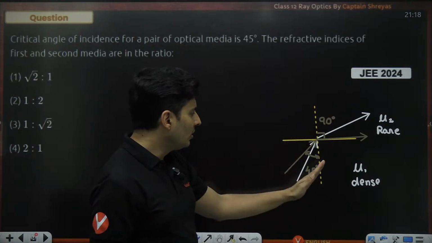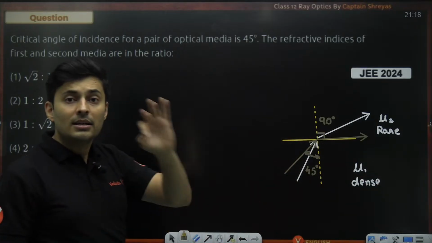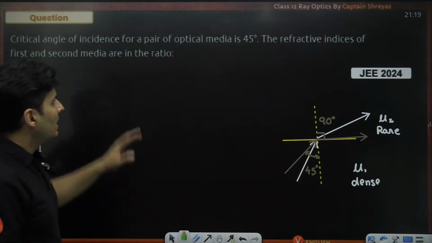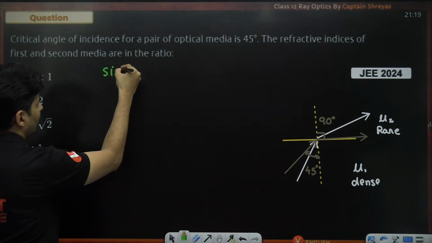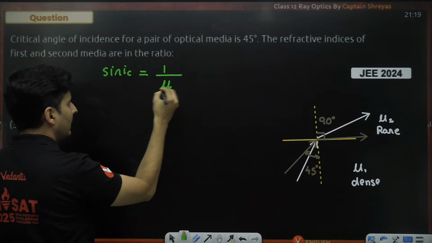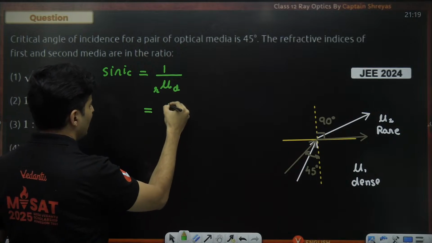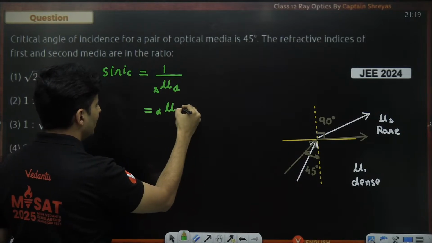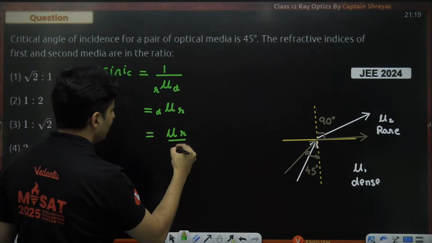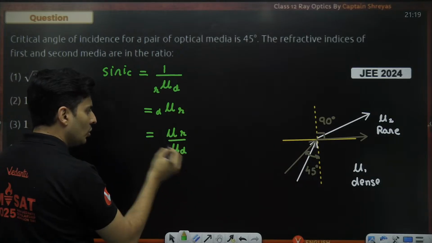Otherwise, the light will come out only at the critical angle. It grazes the surface. After the critical angle, it internally reflects in that same medium. Okay, let's understand now. We know that sine of critical angle is 1 by refractive index, right? Light going from rare medium to the denser medium. But this is the same as mu d over here and mu r over here. This is the same as mu r divided by mu d. 1 mu 2 is nothing but mu 2 by mu 1.